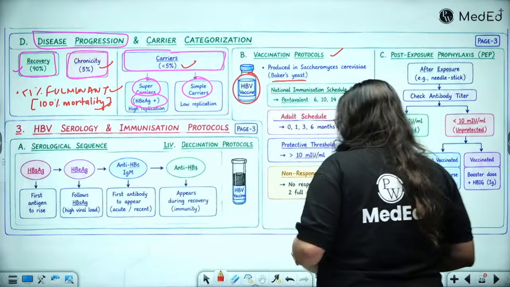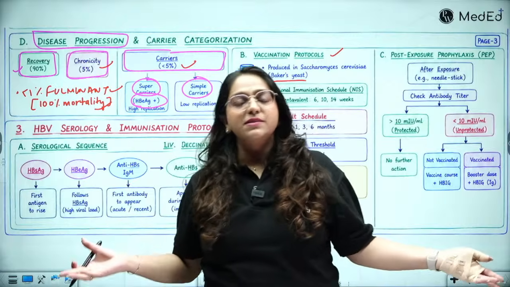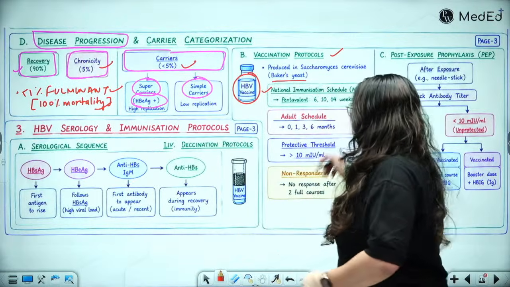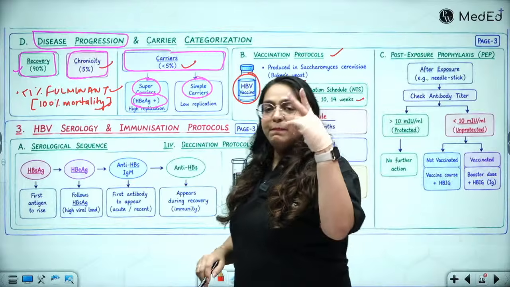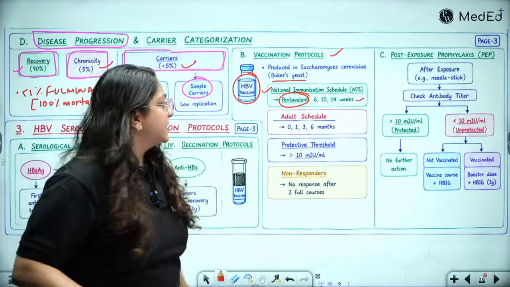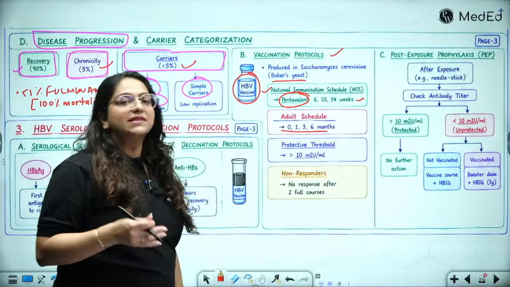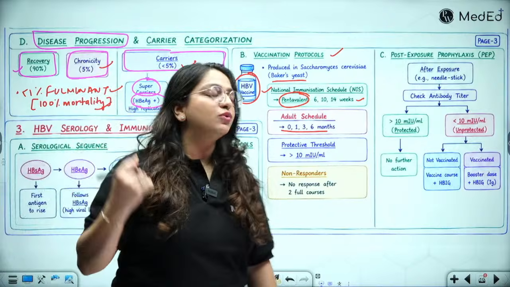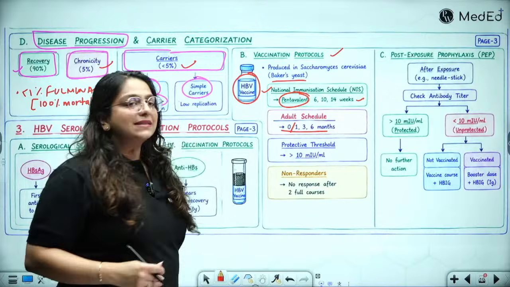So it's a part of the national immunization schedule. All of us have gotten the hepatitis B vaccine in our childhood. It is given on the 6, 10, 14 weeks, along with the pentavalent vaccine, which is DPT, Hib for H. influenzae, and the fifth is hepatitis B. In the adult schedule, 3 doses are given. So it is either 0-3-6 or 0-1-6.